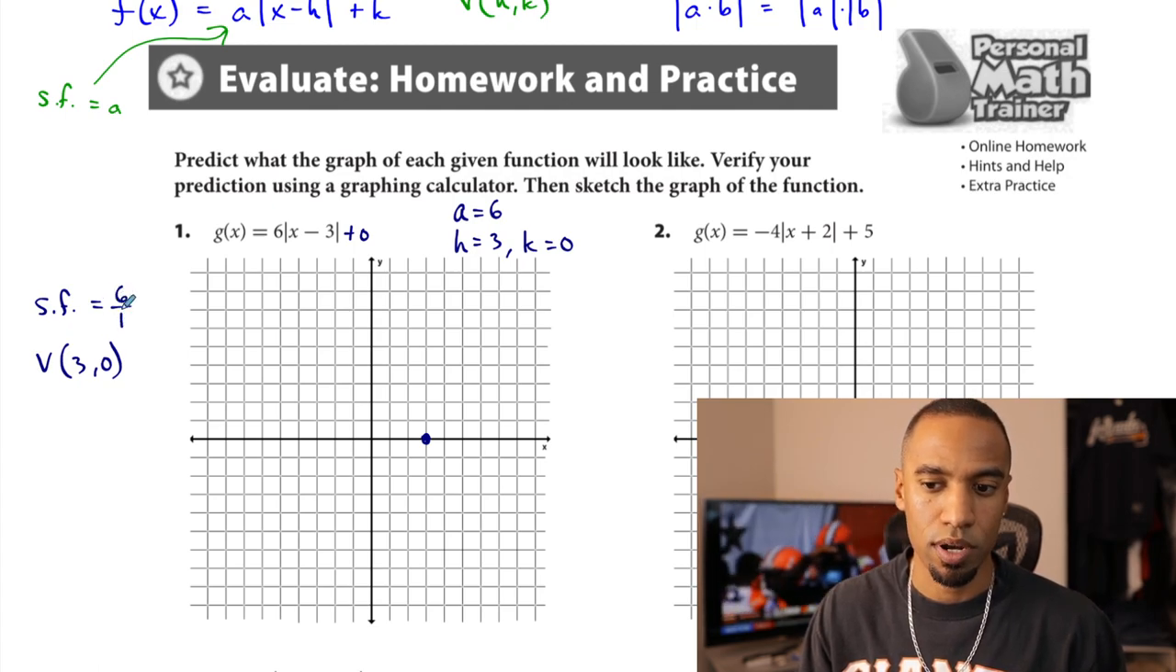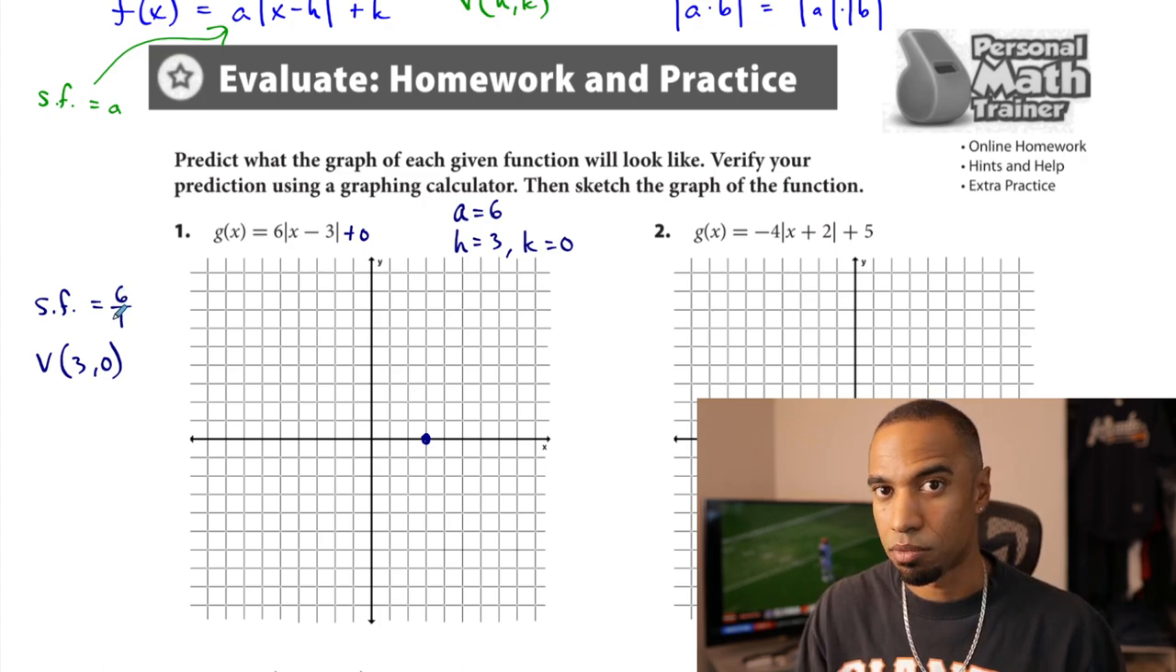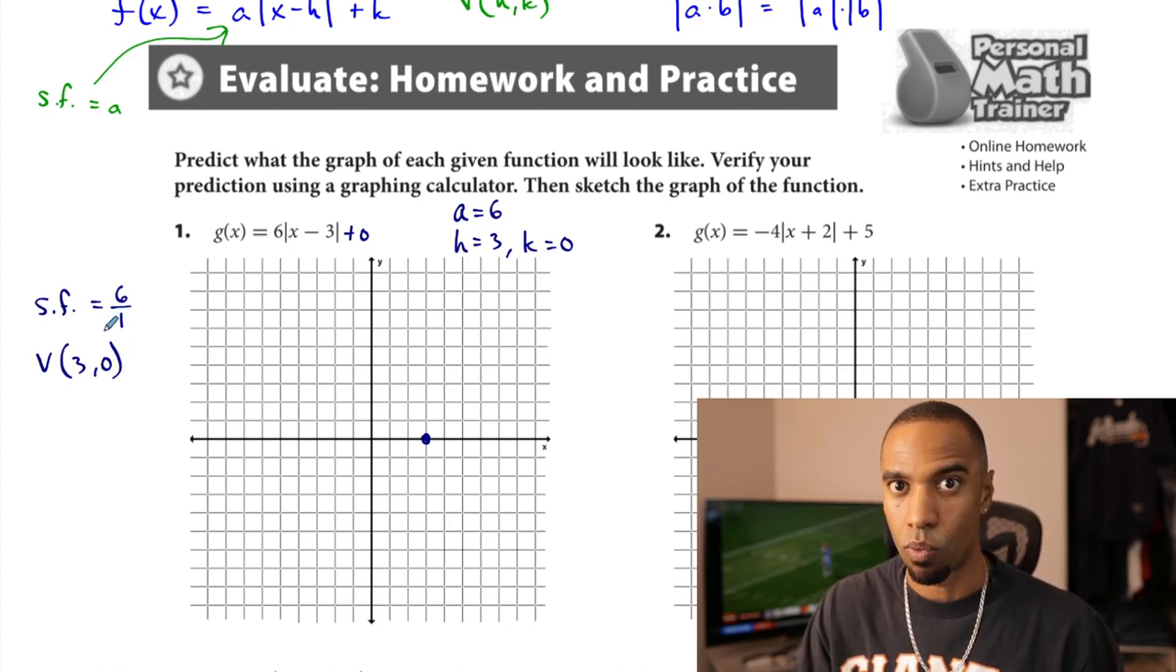So you see the 6 over 1 here? I'm going to rise 6 and run 1. And you might ask, in which direction? Well, that's the thing about absolute value graphs: it doesn't matter. We run right and we run left. We rise 6: 1, 2, 3, 4, 5, 6, and run 1. But we also do the same thing to the left side: 1, 2, 3, 4, 5, 6, and run 1 to the left.